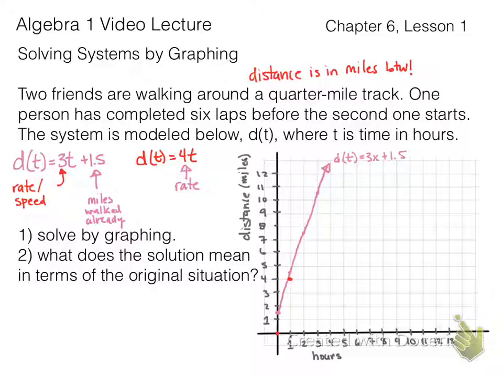So even though friend number 1 has already been walking, and technically friend number 1's line actually goes on this way because they've already done some walking, we're not going to really care about it because, again, we care at the moment when friend 2 starts walking. Okay, so there is technically information that goes off of this graph because friend 1 has already been walking for a while. Okay, but friend 2 shows up, and this is what their line looks like.